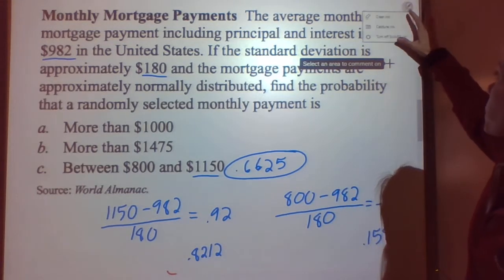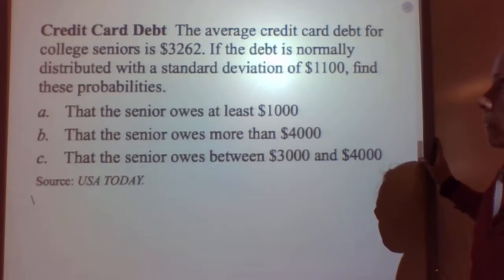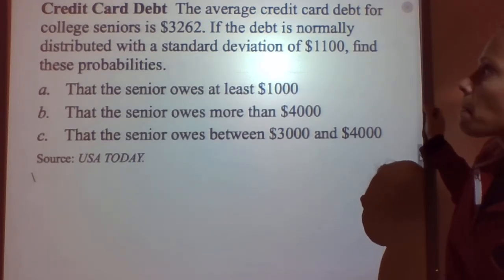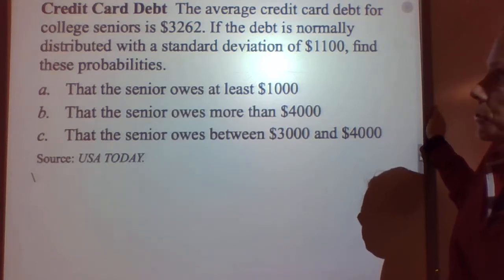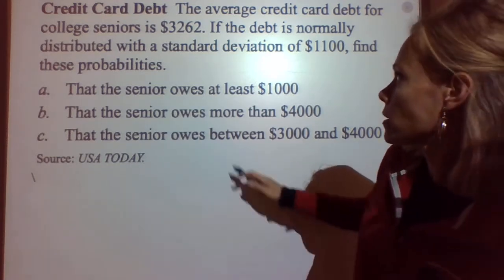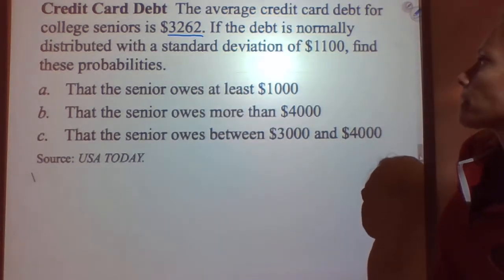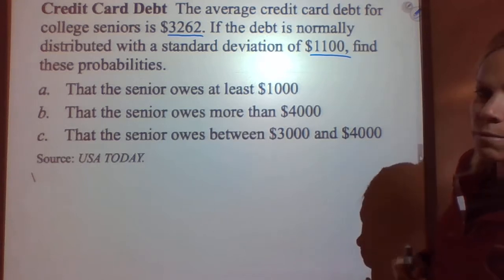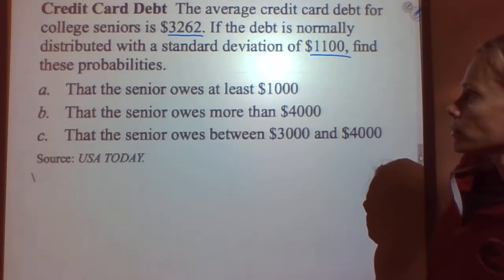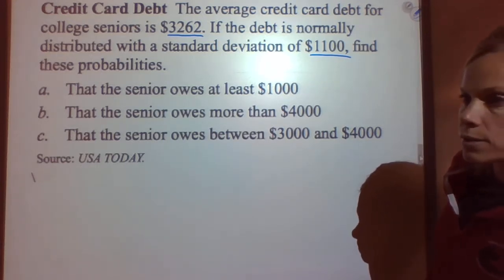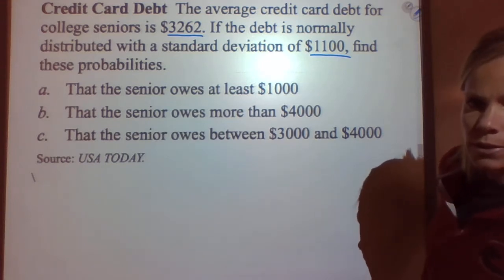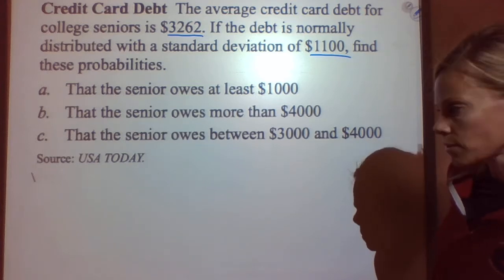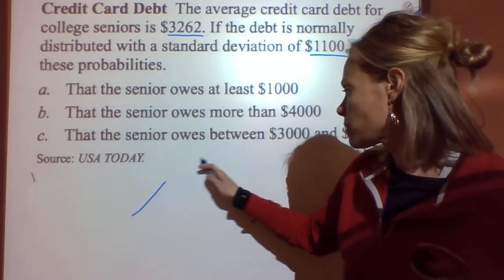All right, maybe let's do one more here. Credit card debt, right? This is huge, especially right now. The average credit card debt for college seniors is $3,262. If the debt is normally distributed with a standard deviation of 1100, find the probability the senior owes at least $1,000, okay? These are tricky words. This is where the verbiage always gets a lot of people. What does at least $1,000 mean?